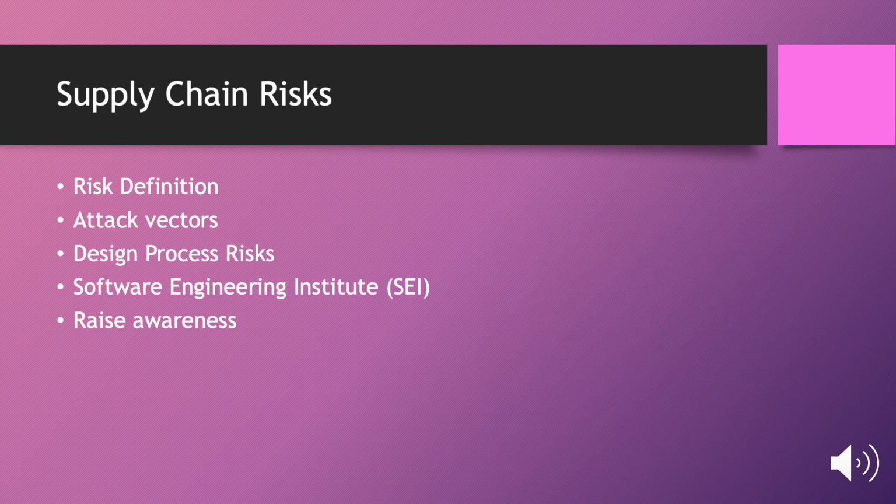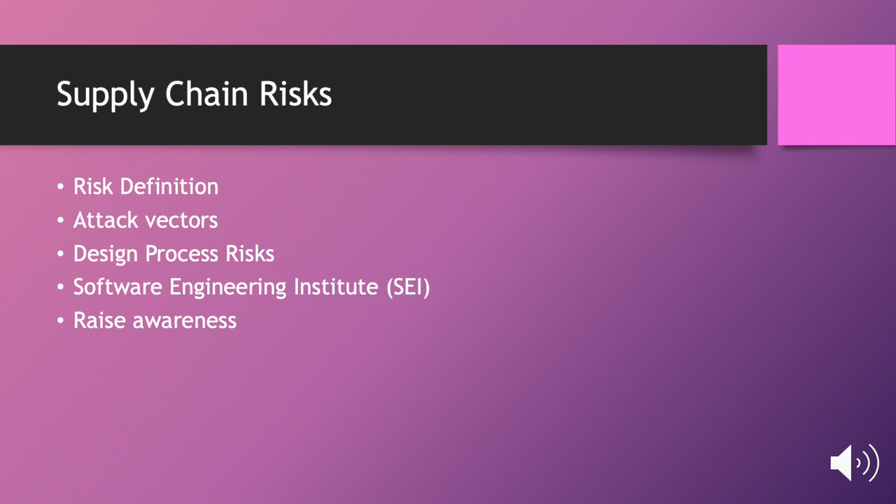Supply chain risk. Risk is defined as a probability of loss. The network of stakeholders that contribute to the software product is known as a software supply chain. There are different threats or risks associated with the supply chain. Attack vectors can stop critical software functions and should be taken into consideration during development. Some of the risks are during the design process. New vulnerabilities are created because of the changing technology world.